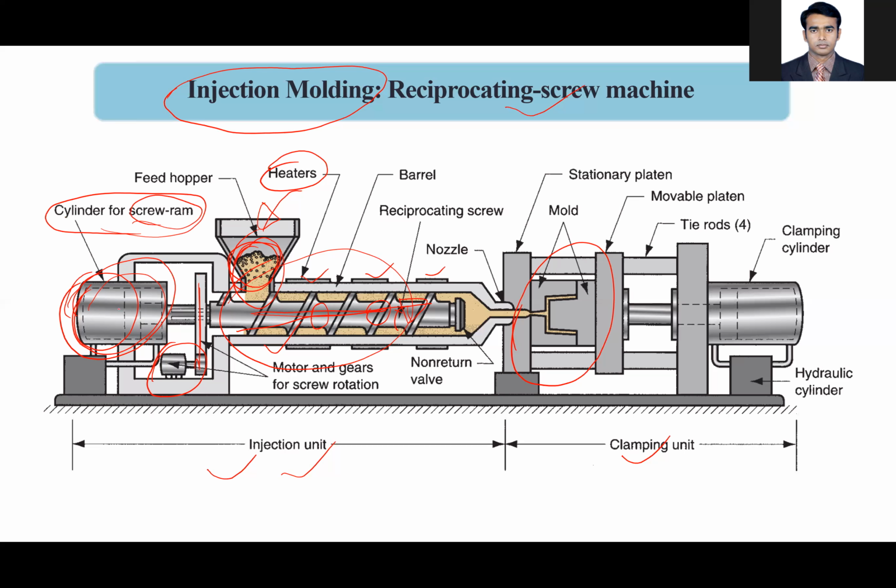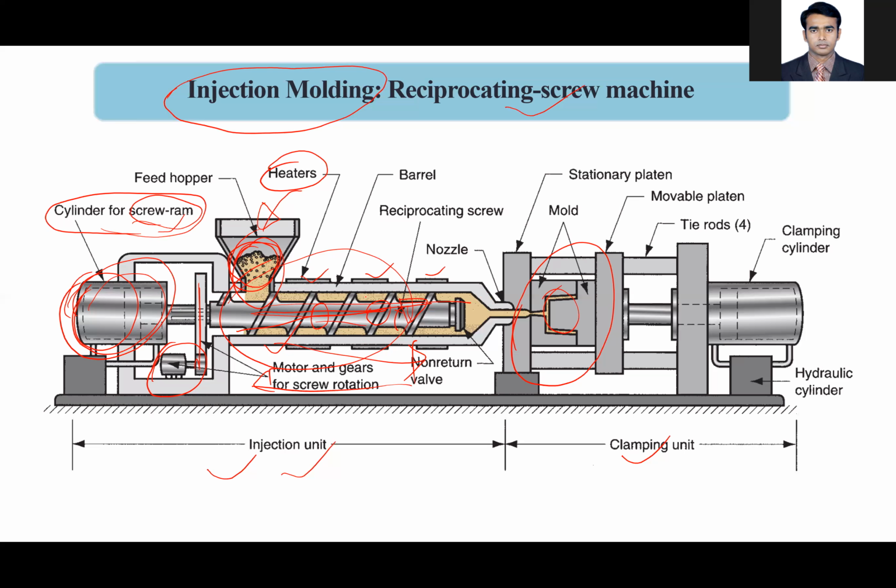Using this ram, you can push the screw at the front side, and you can take it back. This is one of the differences from the continuous extrusion screw. In the case of a continuous extrusion screw, there is no such function, because the polymers are continuously getting out. In this case, polymers are not continuously getting out. After some time, polymers are pushed into the cavity, and then you take the screw back.